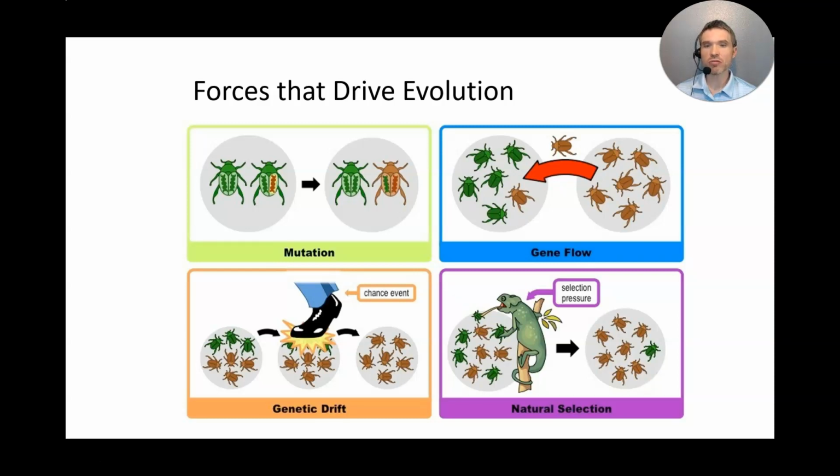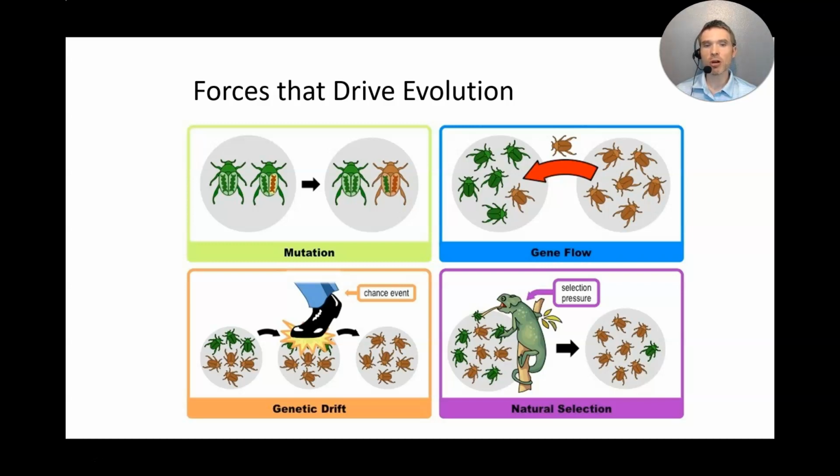So to finish off, I just want to look at the forces that drive evolution. We talked about mutation. These are random changes that cause new variants in the population. We talked about gene flow. Those are individuals from one population which enter a different population. So those are going to be new genetic changes within that population.